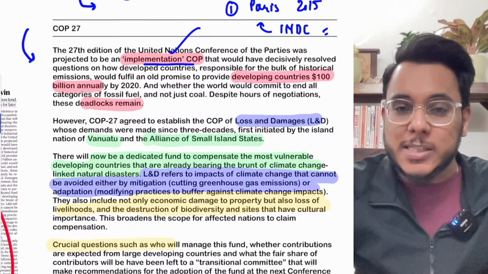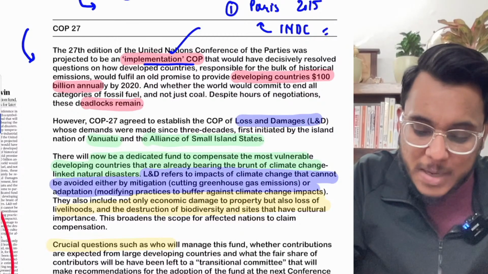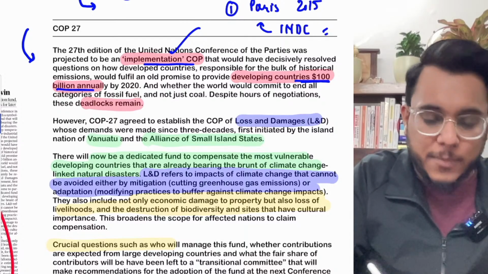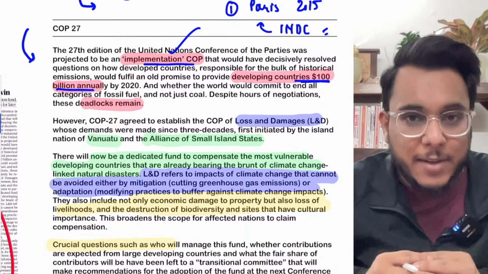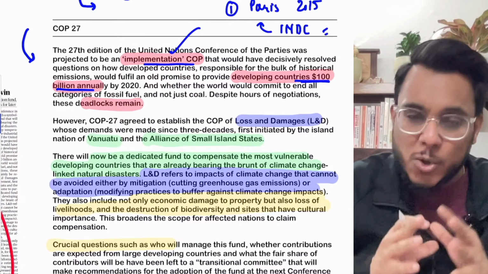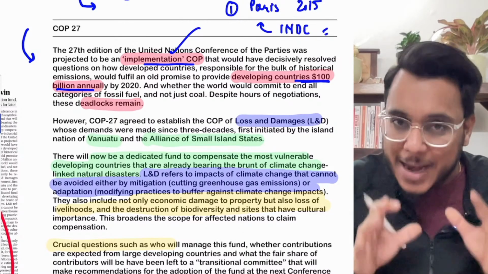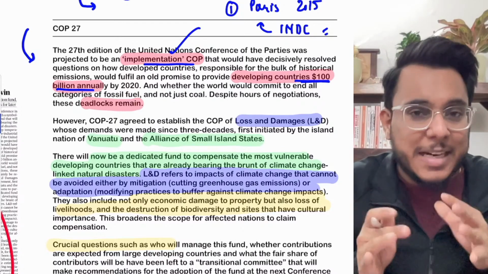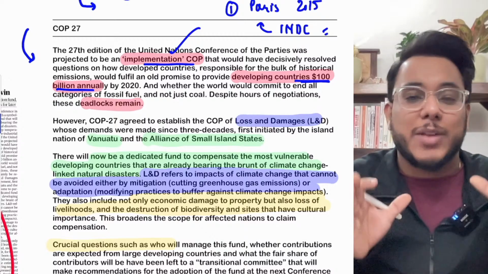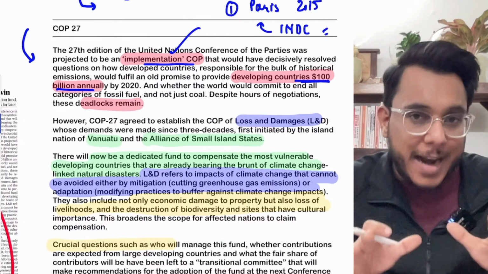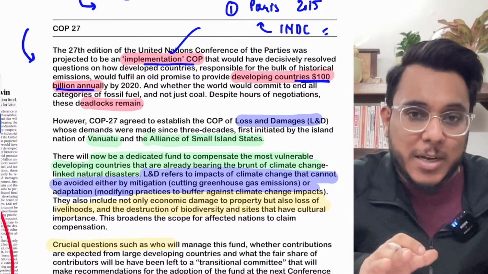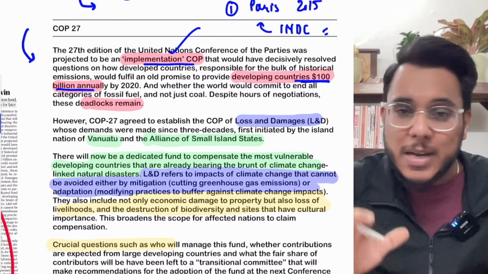Second, COP27 also expected that it will implement the climate finance goal of $100 billion. Fine. Now, what is this climate finance goal? Guys, in 2009 in Copenhagen, when the COP was held in Copenhagen, it was agreed by the developed countries that they will give $100 billion annually to the developing countries so that they can go for mitigation and adaptation for the climate change.